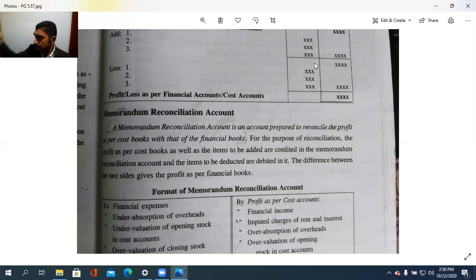Okay. അതായത് നമ്മൾ ആഡ് ചെയ്ത ഐറ്റംസും പിന്നെ profit as per the cost books സ്റ്റാർട്ടിങ് അത് ഈ അക്കൗണ്ടിന്റെ ക്രെഡിറ്റ് സൈഡിൽ വരും. ഡിഡക്ട് ചെയ്ത ഐറ്റംസും ഫൈനലി പ്രോഫിറ്റ് നമ്മൾ ഫിനാൻഷ്യൽ ബുക്സിൽ കണ്ടുപിടിക്കുന്നതും ഡെബിറ്റ് സൈഡിൽ വരും. അത് ബാലൻസ് ഐറ്റം ആണ് ഏത് നമ്മൾ കണ്ടുപിടിക്കുന്നത്. സോ അതാണ് പറഞ്ഞത്. Difference between the two sides gives the profit as per the financial books.